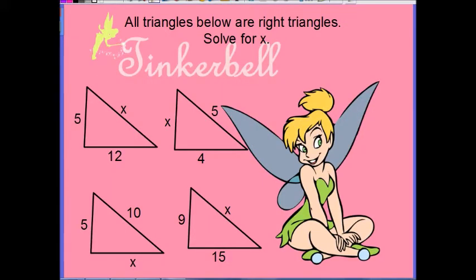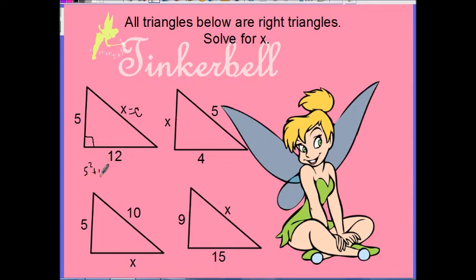So here we go. All of our triangles are right triangles. We're going to solve for x. So here's my right angle. The only part of the Pythagorean theorem that matters is your c. Your c has to be your hypotenuse, which is across from your right angle.